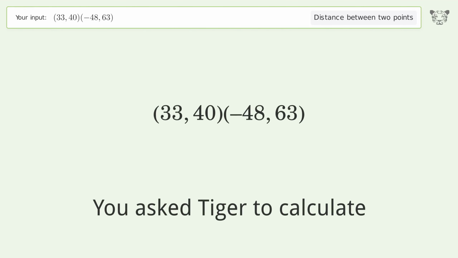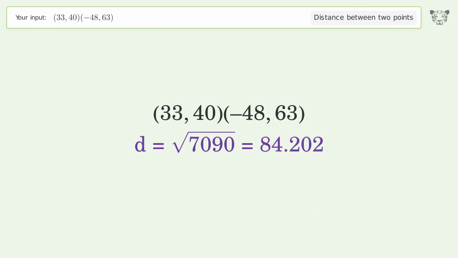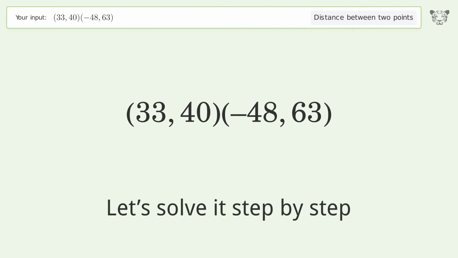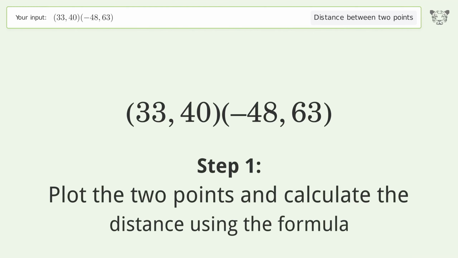You ask Tiger to calculate. This deals with the distance between 2 points. The distance between the 2 points is the square root of 7090, or 84.202. Let's solve it step by step. Plot the 2 points and calculate the distance using the formula.